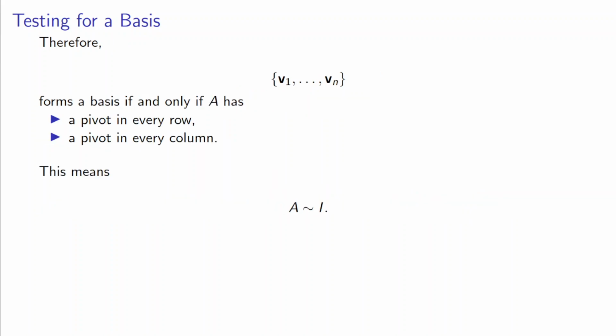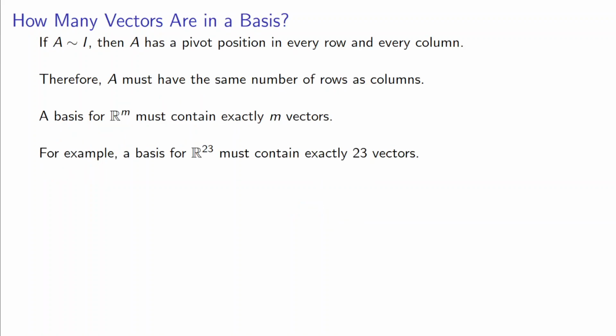So putting those two things together, the set v1 through vn forms a basis if and only if A, the matrix formed with the columns of those vectors in the set, has both a pivot in every row and a pivot in every column. This means that A must be row equivalent to the identity matrix. And it also means that A must be a square matrix, because the only way to be row equivalent to the identity is to be square, and the only way to have a pivot in every row and every column is to be a square matrix.